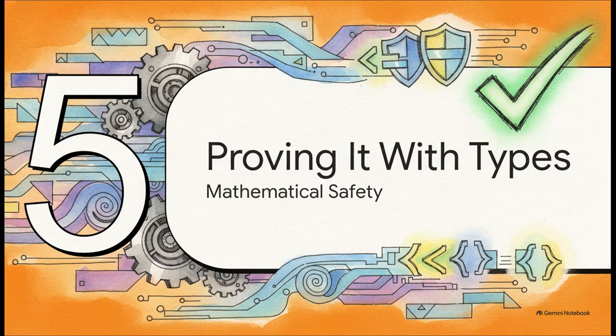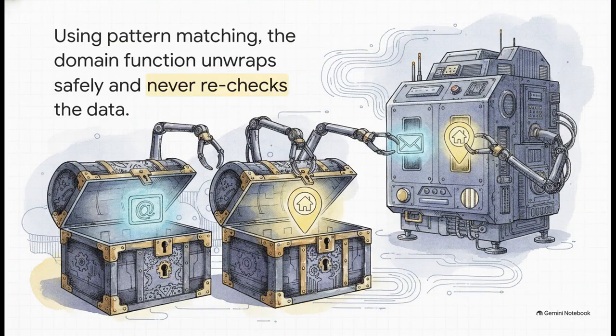Section 5. Proving it with types. So how do we actually use our new, robust types? We can use pattern matching. In this snippet, we call our smart constructors mkEmail and mkAddress. Because they return a Maybe type, we use a case statement to handle the result. If and only if we get Just email and Just address, we proceed to actually call sendEmail. The beauty of this is that our sendEmail domain function safely unwraps these types, and it never ever has to recheck the data. If it receives an email and an address type, the data is guaranteed to be valid. The compiler has already proven it for us.